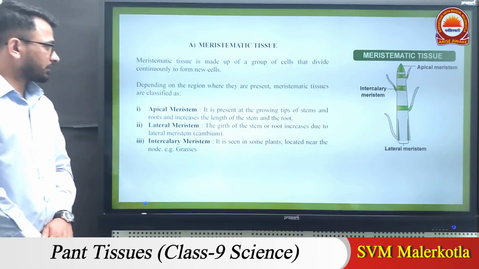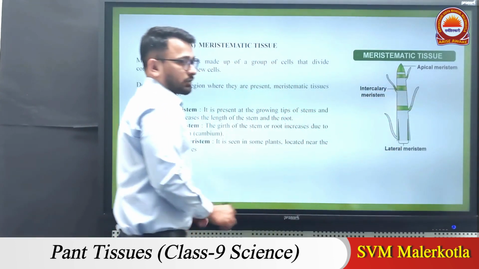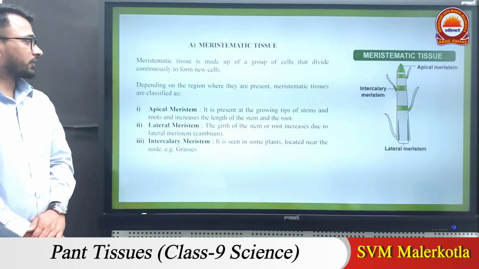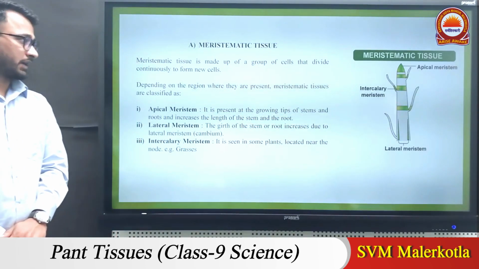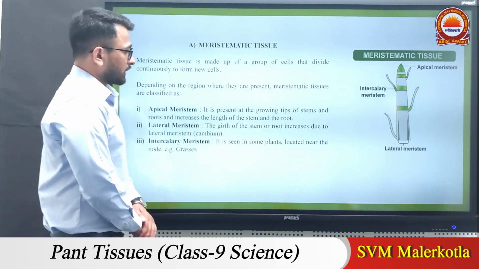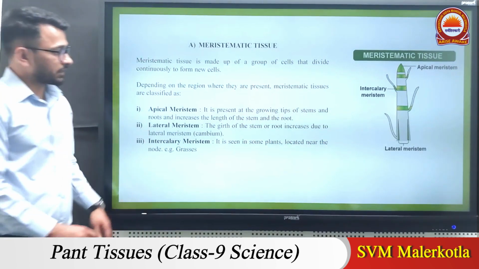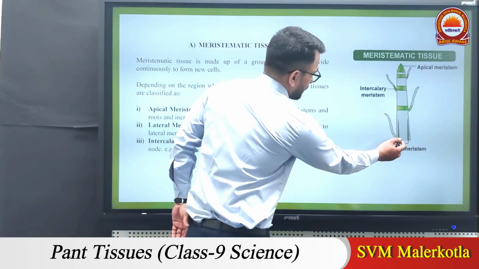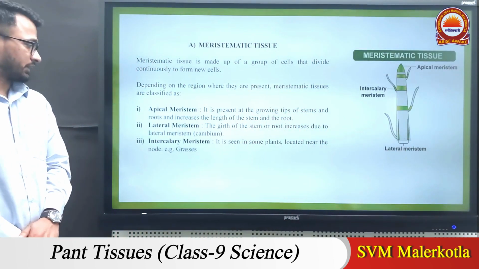Number one, apical meristem, present at the apex of the shoot or apex of the root. Their function is typically to increase the length of the stem and root respectively. Second one, lateral meristem. The girth of the root and shoot is increased due to the presence of this lateral meristem. You can see here the lateral meristem. They help in the increase of girth of the plant.